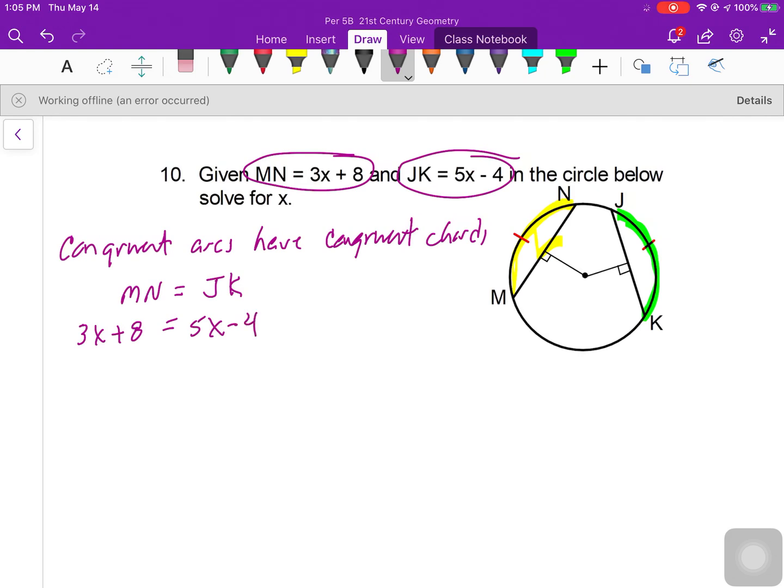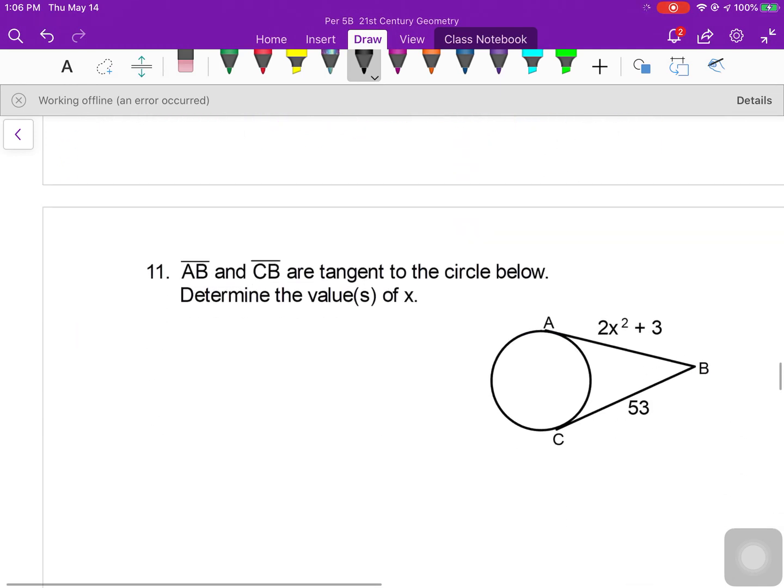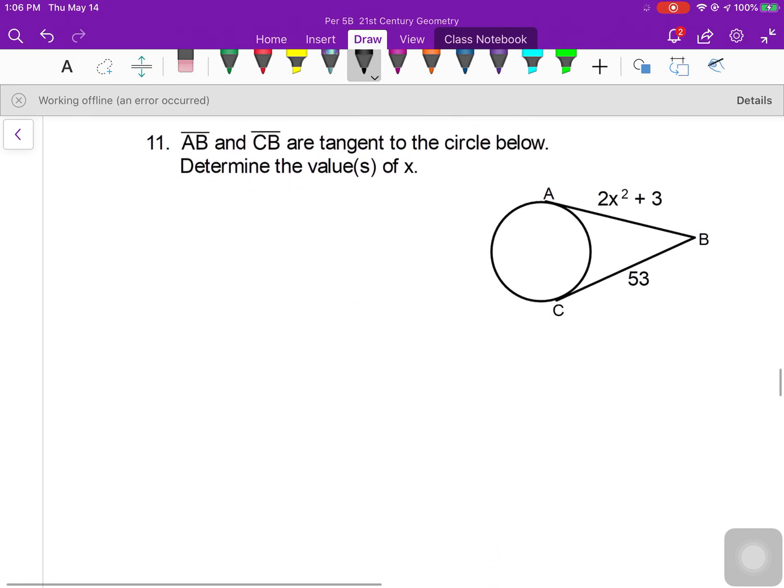Now, they've given us m to n, 3x plus 8. And they've given us j to k, 5x minus 4. Now it's set up. The rest is just algebra. We'll subtract a 3x on both sides. We end up with 2x minus 4. We'll add 4 on both sides. 12 equals 2x. Divide by 2, x is 6. And that's all they asked us to find was the x. So we box our answer. Congruent arcs have congruent chords. Likewise, congruent chords would have congruent arcs.